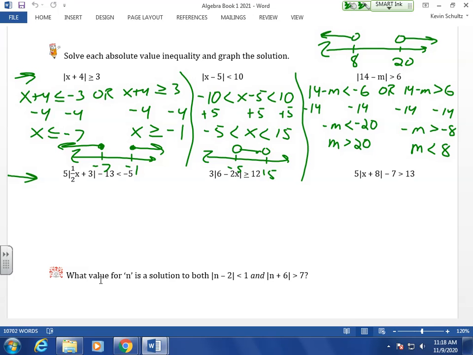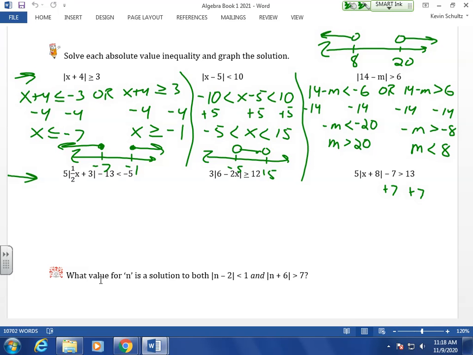Good so far? Okay. The bottom one, the first one we're not going to do, so I talked about that one. We did the second one together apparently as well. So we'll jump to the third one, where we have other stuff that's got to happen before we can get it into our compound inequality.